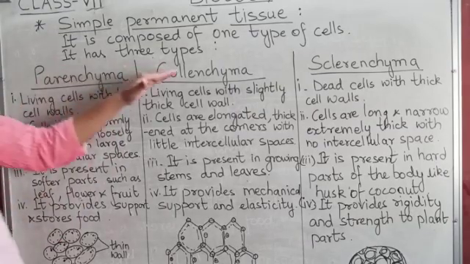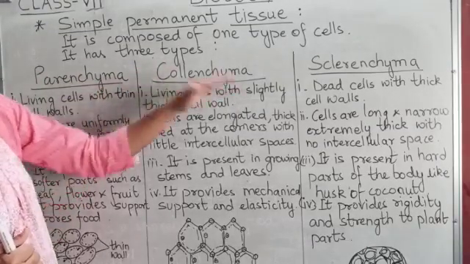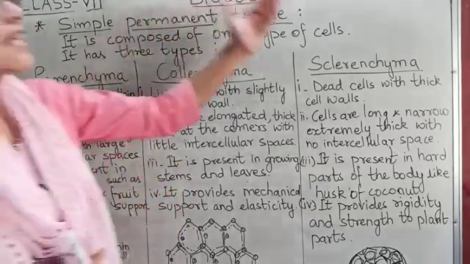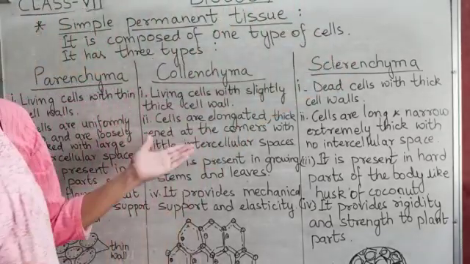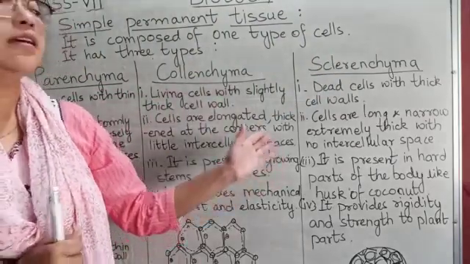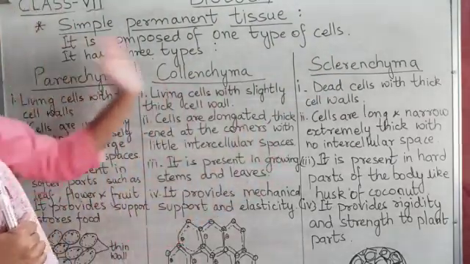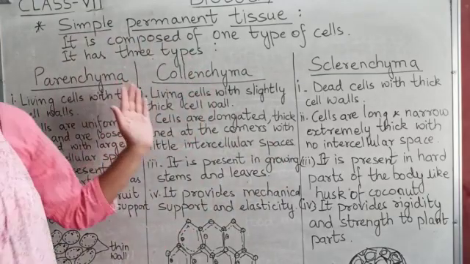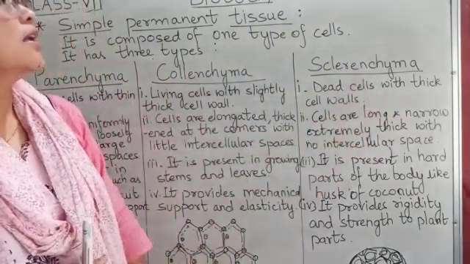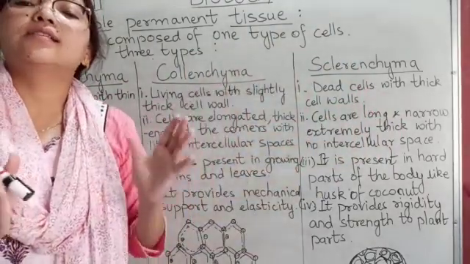Collenchyma are living cells with slightly thick cell walls, and sclerenchyma are not living cells, they are dead cells, unlike parenchyma and collenchyma, which are living cells. Sclerenchyma are dead cells, and they have thick cell walls.